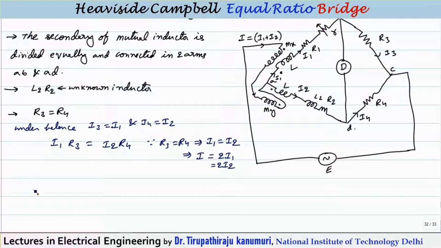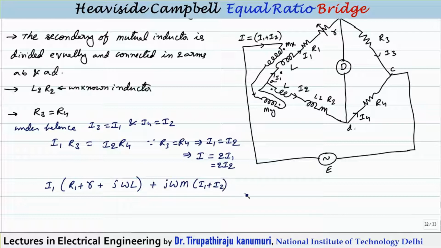Let us try to apply the equation for the second part. The second part means the voltage between point A and B will be equal to the voltage between point A and D. The voltage drop between point A and B I can write as the current passing, I1, multiplied by R1 plus small r plus j omega L. So this much is done. Now the mutual inductance has positive coupling, so this will become equal to j omega M times I1 plus I2.